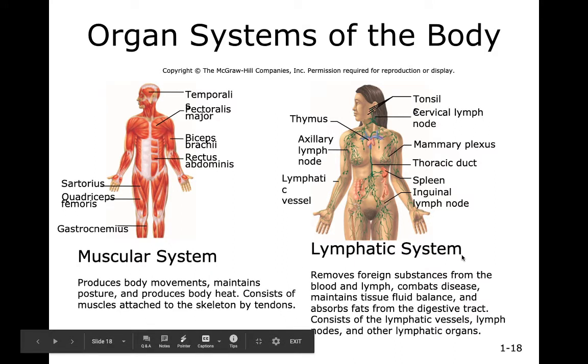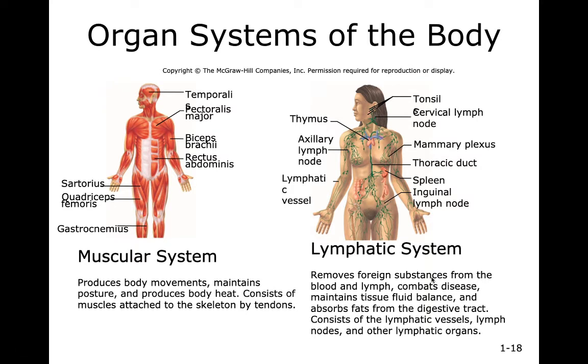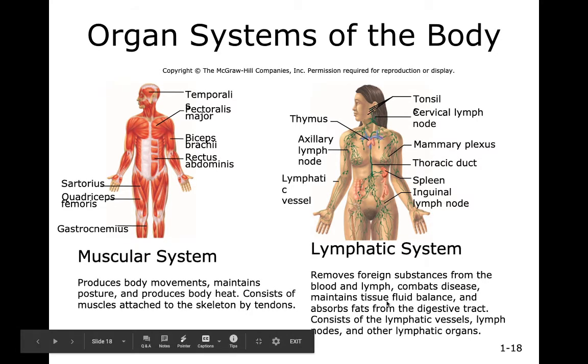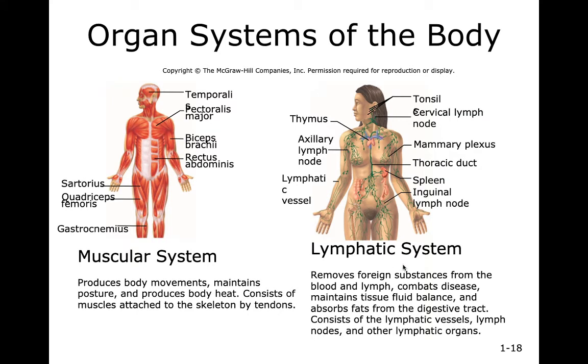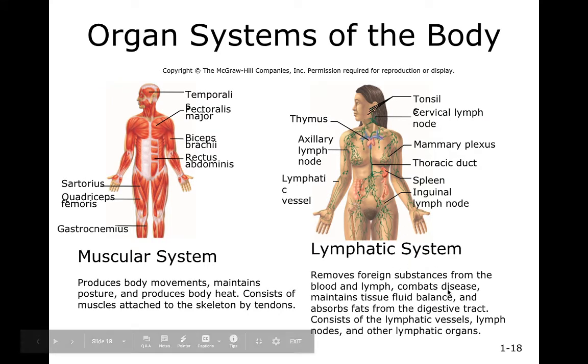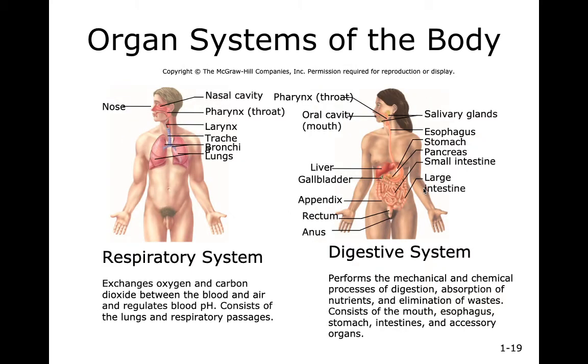Your lymphatic system, this is going to give you your immunity. It helps to remove foreign substances, but it also helps to maintain tissue balance. It's going to include things like your lymph nodes and your lymph organs. Your spleen is also part of your lymphatic system. Your respiratory system, again, we know it helps us to breathe. It includes our lungs, but also other things.